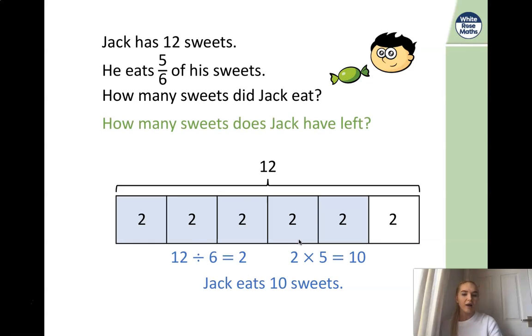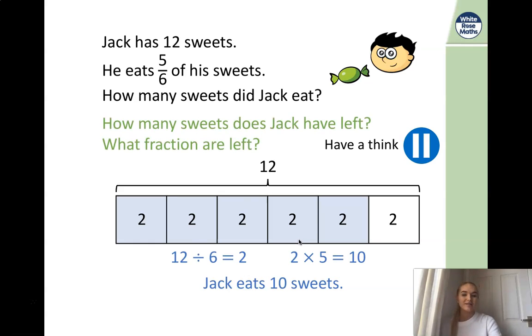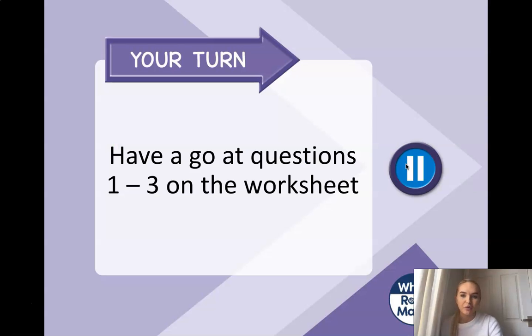But now we want to know, how many sweets does Jack have left? And what fraction are left? Can you pause the video and have a think? Okay, so we can see if he eats 10 and he has 12 altogether, then he has, look, 2 remaining. And how many sixths is this? We can see that this is 1/6, because we've already used 5/6 from Jack.